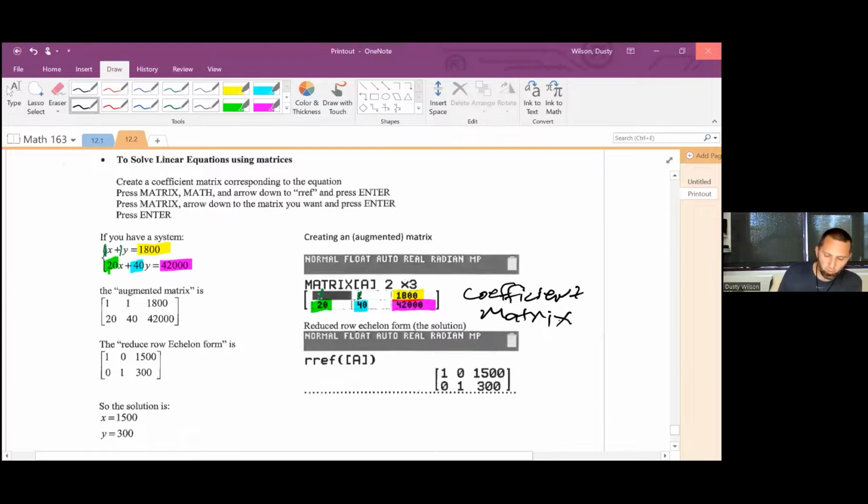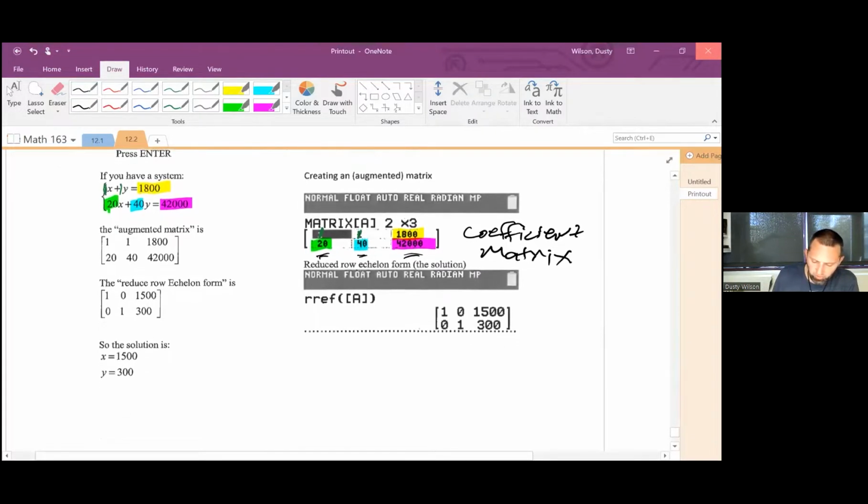And what this is telling you, for example, in the second equation, is that it's saying 20x plus 40y is equal to 42,000. I think I said 4,200 earlier. I meant 42,000.